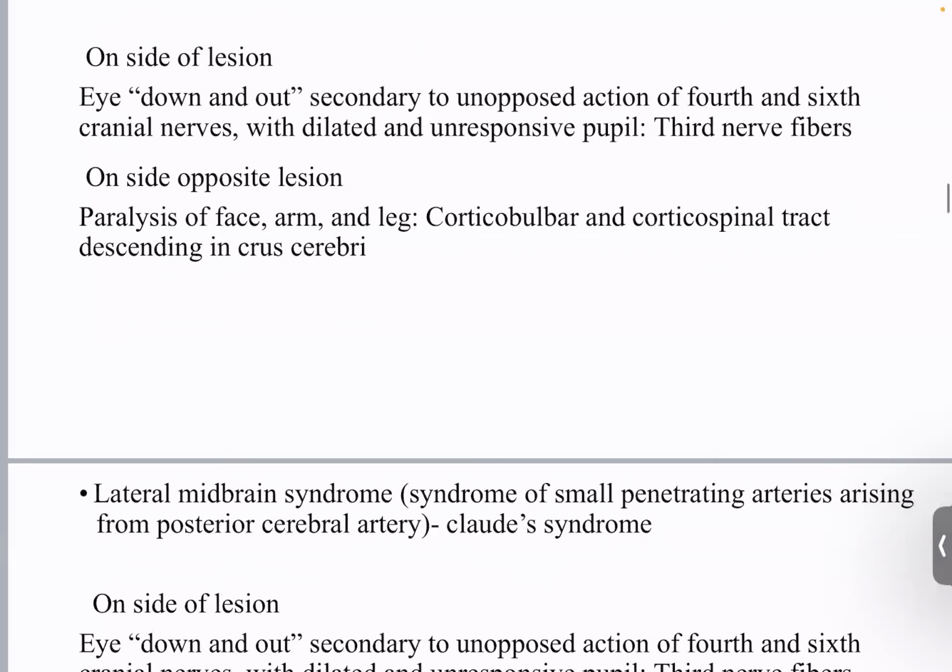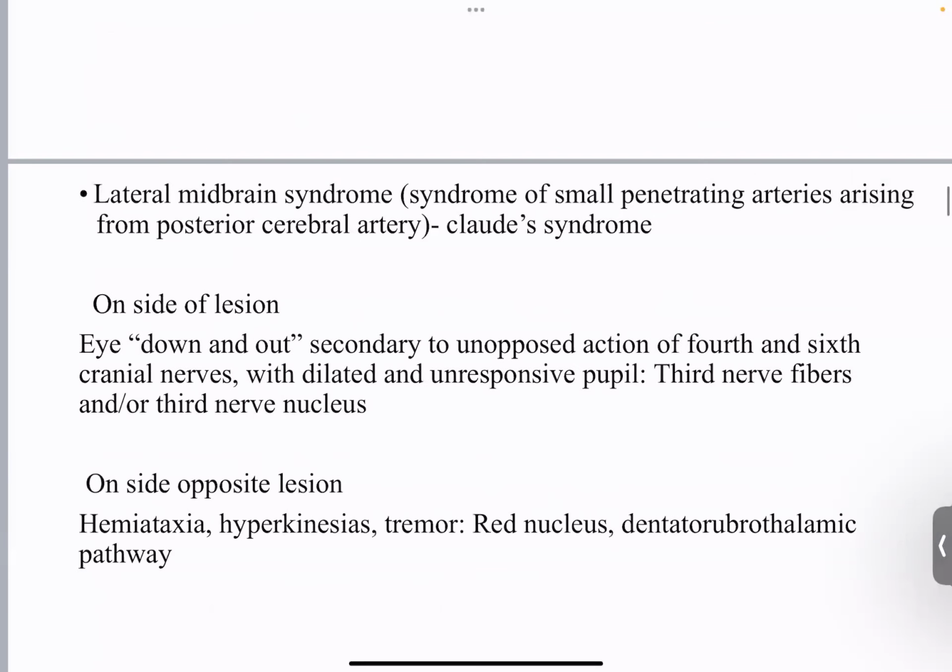Based on this, some names are there like Claude syndrome and Benedikt syndrome, medial syndromes and lateral syndromes. And we have something called dorsal midbrain syndrome, which is called Parinaud syndrome. It also has specific findings, given by the mnemonic CLUES: convergence retraction nystagmus, lid retraction, upgaze palsy. So there are 5 syndromes. Remember those 5 syndromes. We'll skip this and go to MCA.